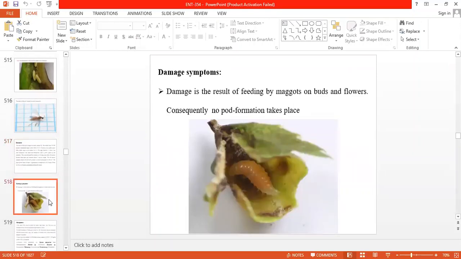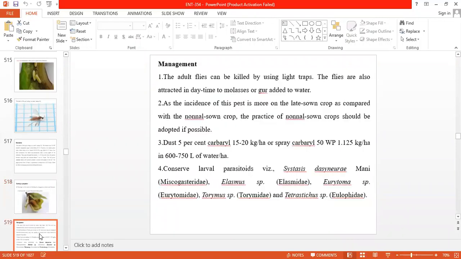Nature of damage: the damaging stage of this pest is the maggot. Damage is the result of feeding by maggots on buds and flowers, and due to this type of infestation no pod formation takes place in linseed, with an adverse effect on the yield of linseed.